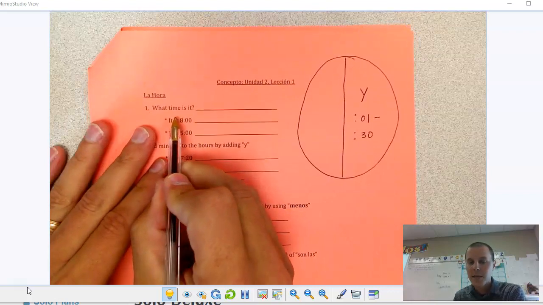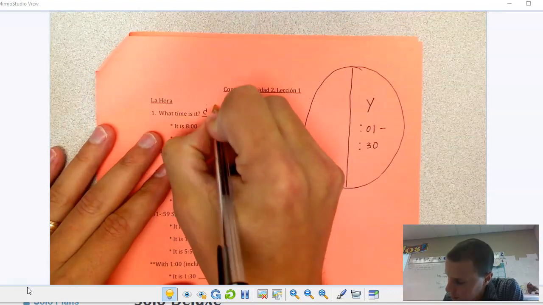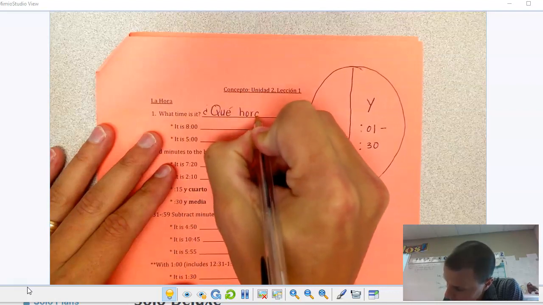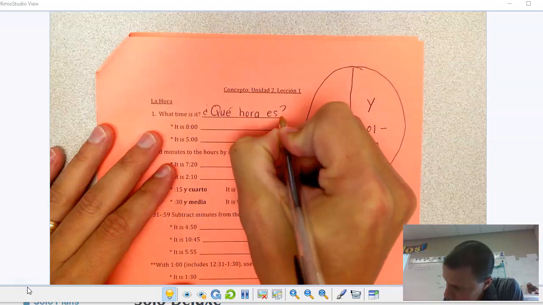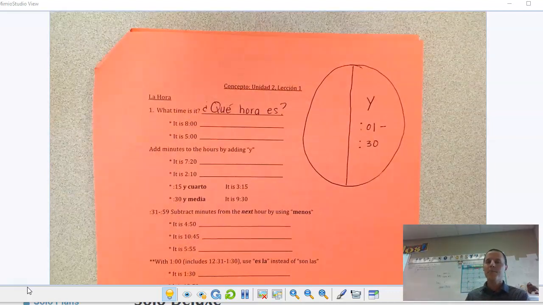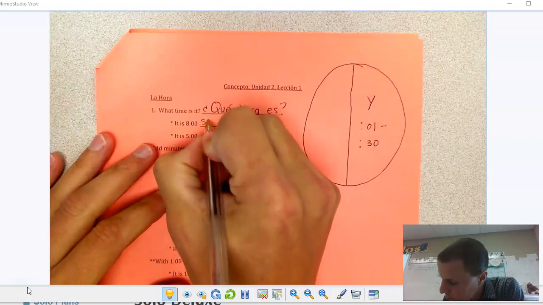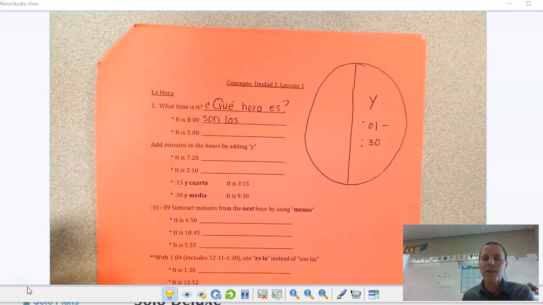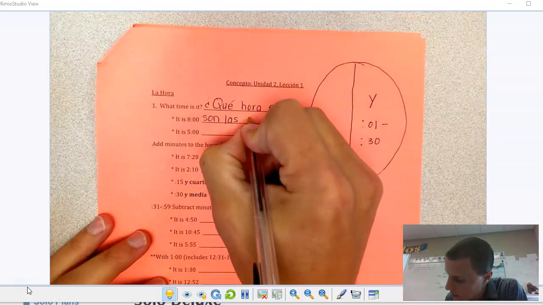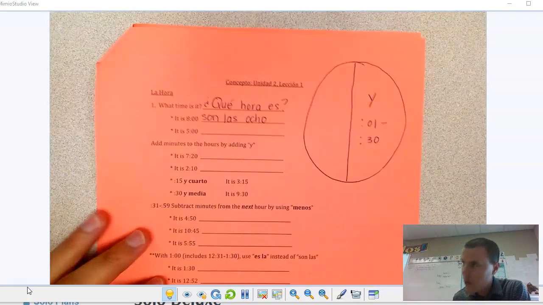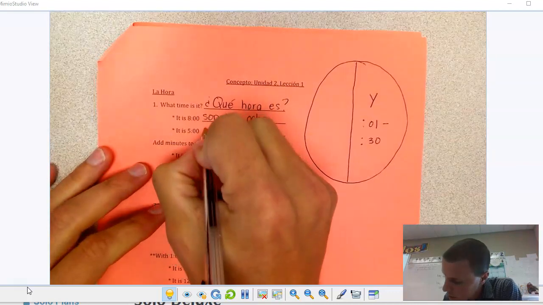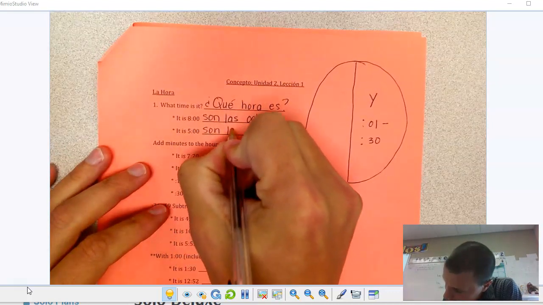So to say "what time is it" in Spanish, we say ¿Qué hora es? ¿Qué hora es? What time is it? To answer, we say son las, and then whatever the hour is. So in this case, son las 8. It's 8 o'clock. It's 5 o'clock. Son las, and then whatever hour it is. Son las 5.